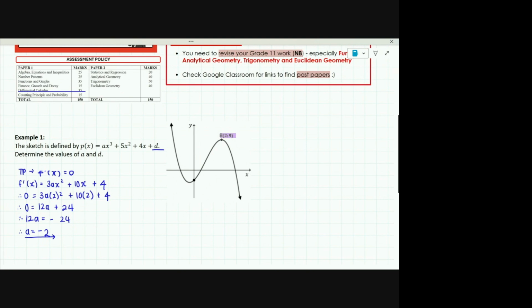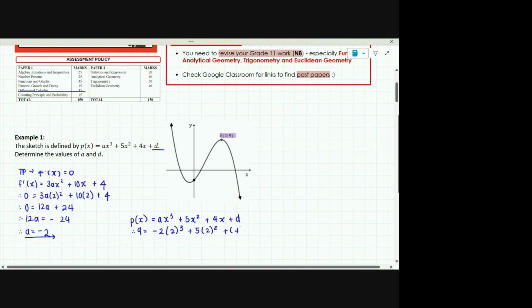We now need to go ahead and find d. Now remember, d is in the original expression, but not in the derivative. So that means we're going to have to go back to our original. Now, we know that a is negative 2. I'm going to substitute in everything I know now. And we know our turning point b is at (2, 9). So I can substitute a, 2, and 9 into this equation. So 9 is equal to negative 2 cubed plus 5 times 2 squared plus 4 times 2.